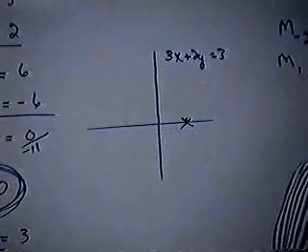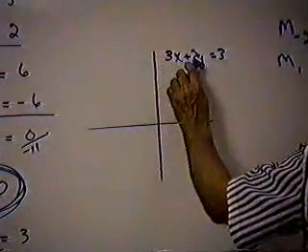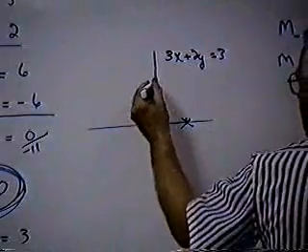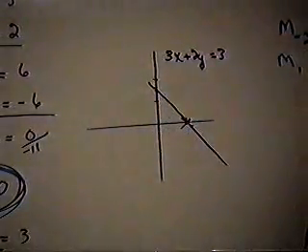So 1, 0. If I put my hand over the x, then y is 1.5. So y is 1.5, and so I get that line.